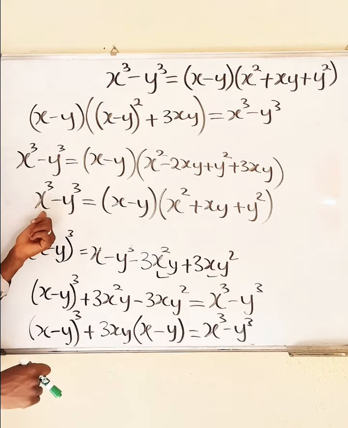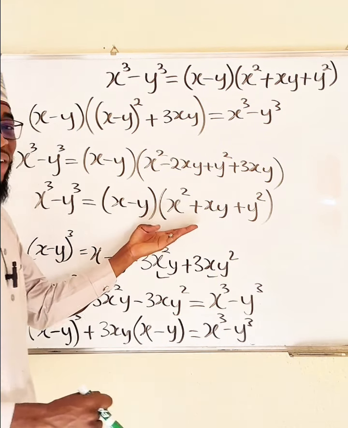Therefore, the difference of two cubes can always be factorized as this.